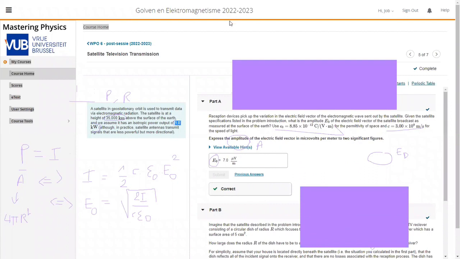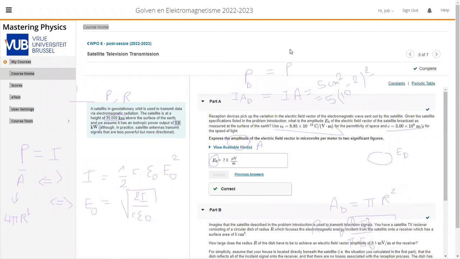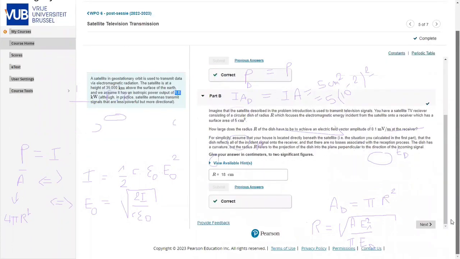Maybe I have to show you this one also. On this one, first look at this one. You have this for part B. Part B, they're asking, okay, perfect. Maybe like this also. Okay, perfect. I will erase this one.